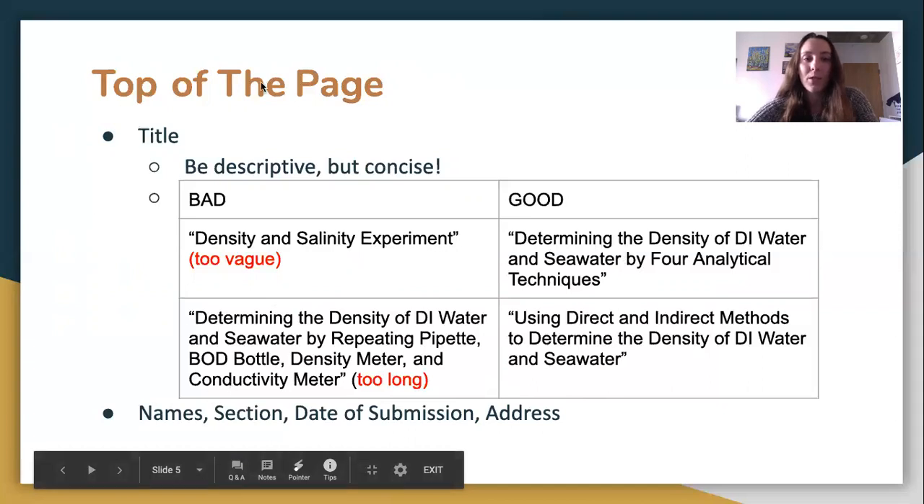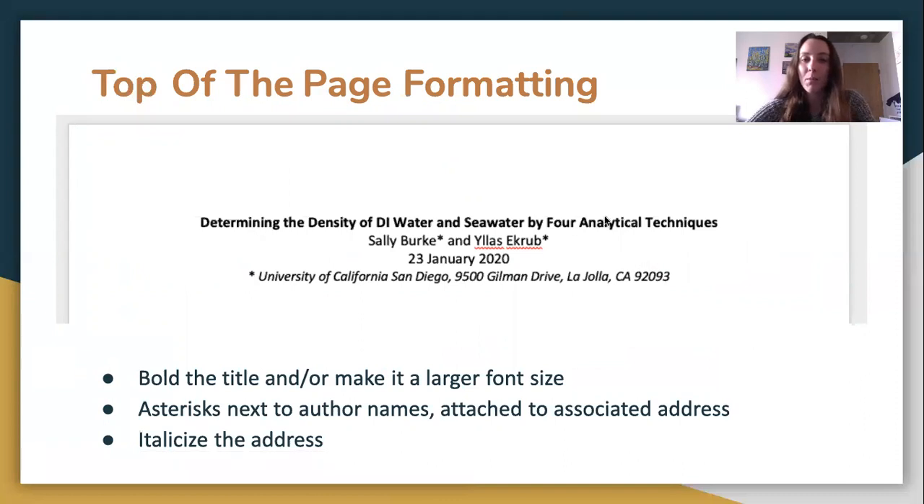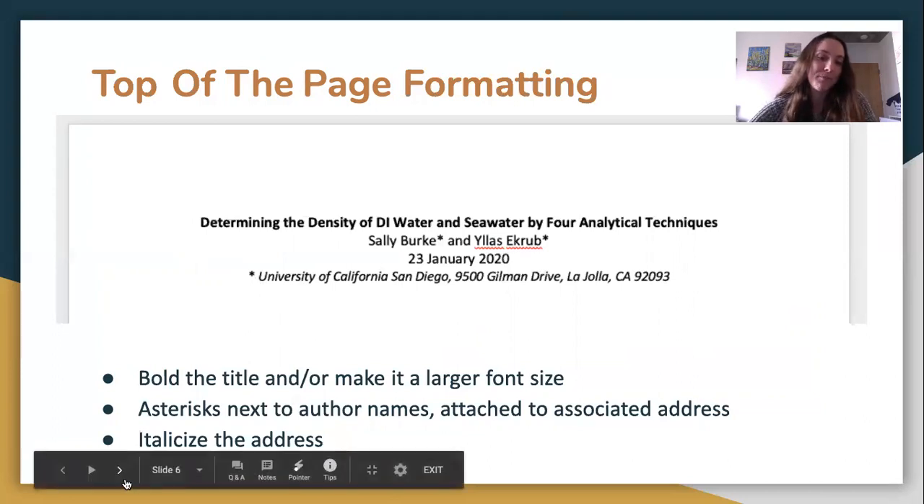Other things to include at the top of the page are your name, section, the date that it's submitted, and the address associated. So you'll see here an example of formatting that would be acceptable. Has the title at the top in bold or in larger font. You have the author names, date. You should have your section number too. And the address should be italicized. And usually you'll notice in papers, you have some symbol that you put next to your name associated with the address. And if there are multiple collaborators, they would have different symbols and different addresses. So you can practice that.